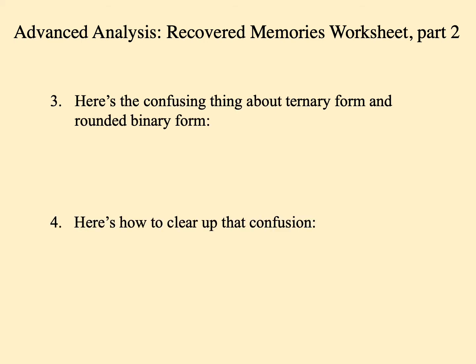So you can see how the form waters can get a little bit muddy here, because we have ternary form that goes ABA, and we have rounded binary form that goes ABA prime. So a lot of people have difficulty telling an ABA form apart from an ABA prime form. Here's how you work through that.